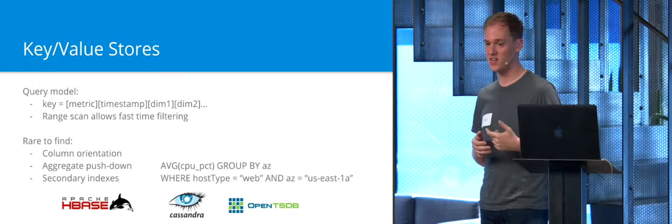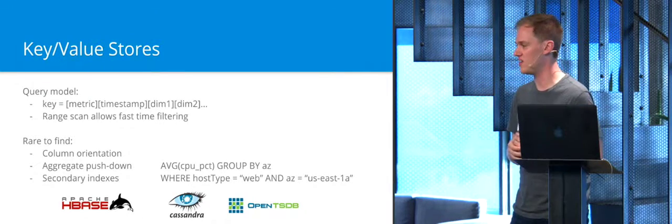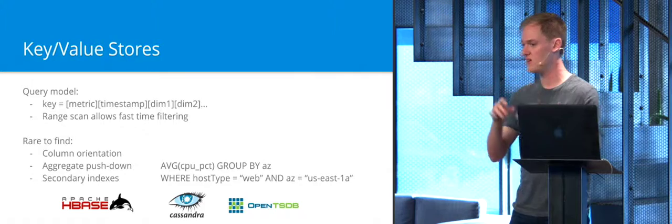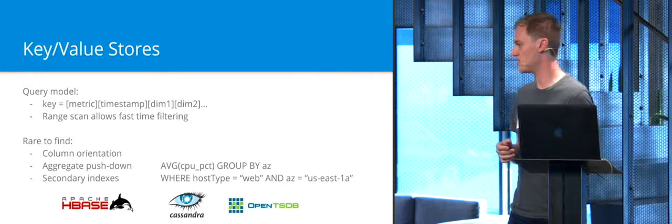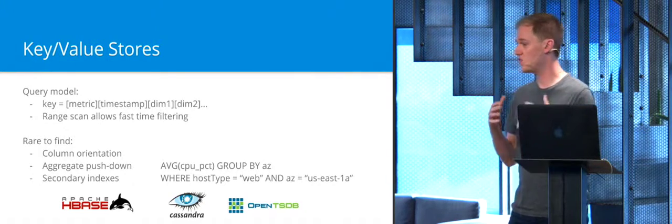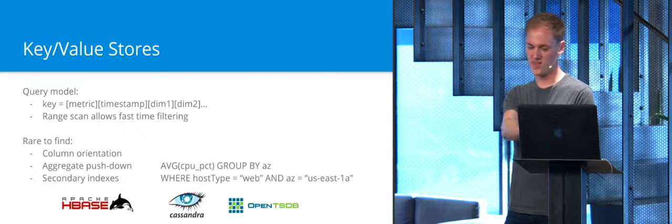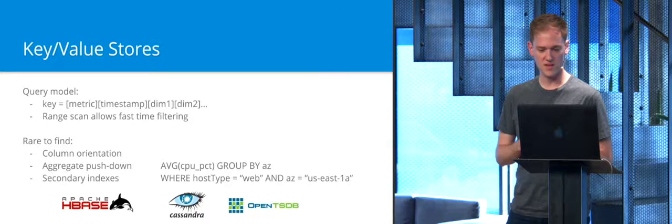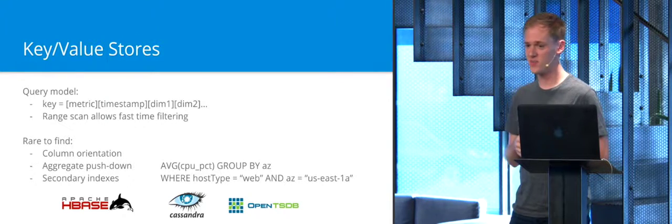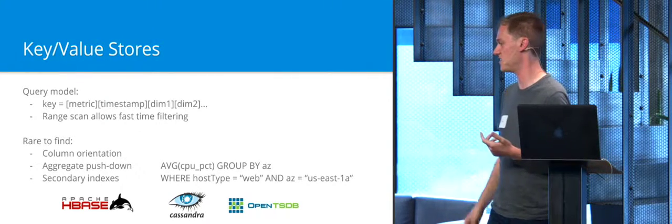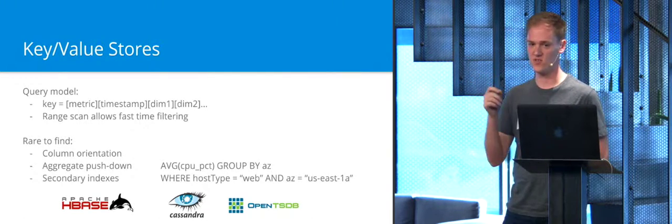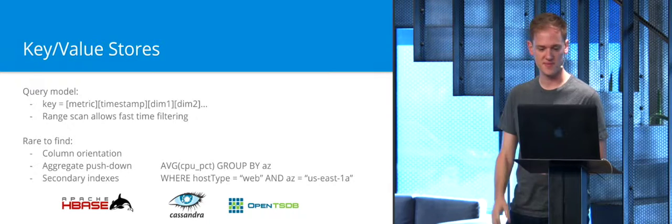The other issue is that it's rare to find aggregate pushdown in these key value stores. What I mean by aggregate pushdown is that in Druid, the data nodes all do aggregations, and then there's a final merge on the query node. A lot of times when you're querying a key value store, like Cassandra or others, there's no aggregate pushdown, and so the raw data is streamed out of the key value store into a query node, and that's really expensive. So it's rare to find aggregate pushdown. It's also rare to find secondary indexes, so indexes on dimensions, things you can use for fast filtering other than just the name of the metric.